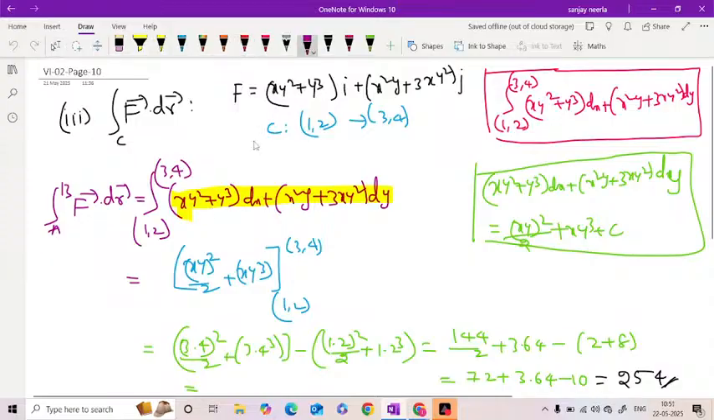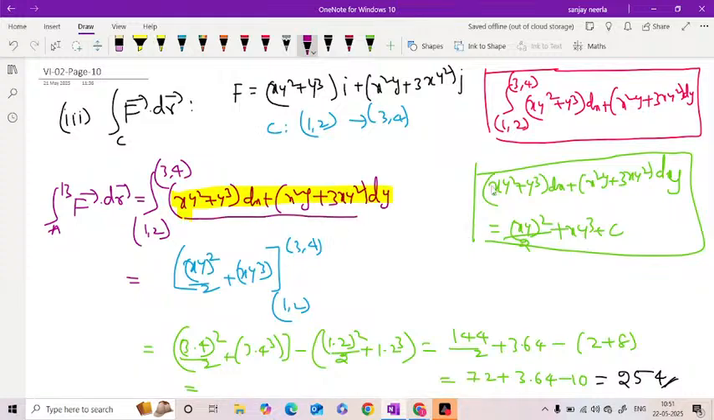But luckily, this is now an exact differential equation, as we already showed. The total differential is the derivative of phi, that means x y square by 2 plus x y cube plus c. Now substitute. The limits are (1, 2) to (3, 4), so the upper limit is (3, 4) and the lower limit is (1, 2). Substitute, and we get the result 254. Okay, I think this is the previous class revision.